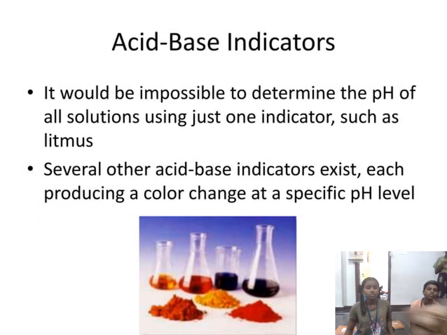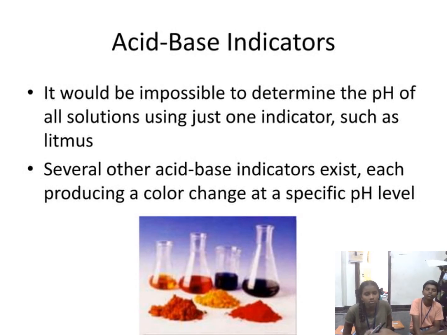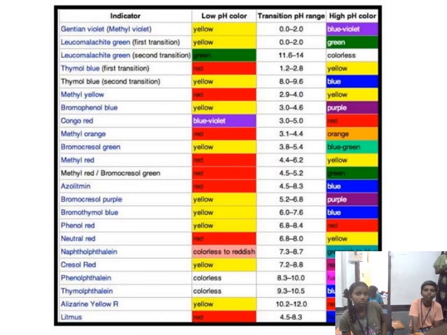Acid base indicators. It would be impossible to determine the pH of all solutions using just one indicator such as litmus. ఒక లిట్మస్ పేపర్ ఒక్కదాన్ని యూజ్ చేసుకొని అన్ని సొల్యూషన్స్ ఆఫ్ యాసిడ్ బేస్ అనేది చెప్పలేము. So several other acid base indicators exist, each producing a color change at a specific pH level. ఒక specific pH level దగ్గర different solutions, different color change అనేదాన్ని చూపిస్తాయి. So what are those all color changes? We will see in detail. So these are the different indicators.